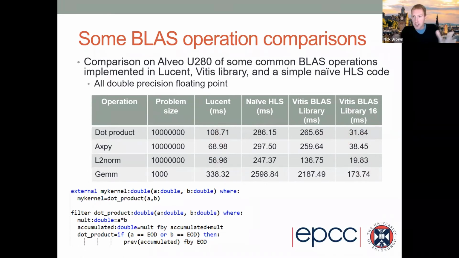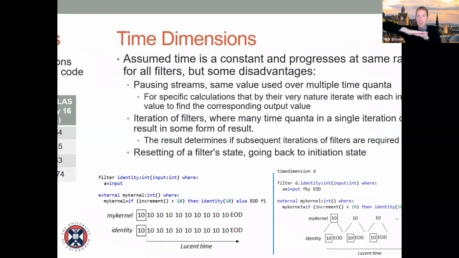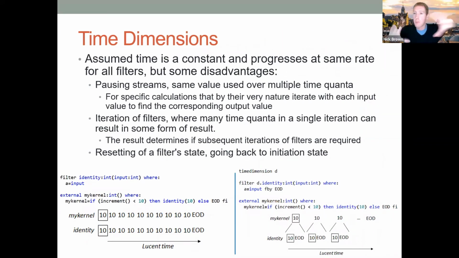Now, this was all good, but what we realized, actually what the Lucid team realized about 30 years ago, is there was a big limitation. And that is, we're viewing the progression of time as constant and the same rate for all parts of our algorithm. And actually, that's quite limiting, because often you want to pause a stream and keep using a certain value time and time and time again, and then go on to the next one. Or alternatively, you want to iterate some filter internally time and time again, build up some internal state, and then simply throw it away and then start all over again.